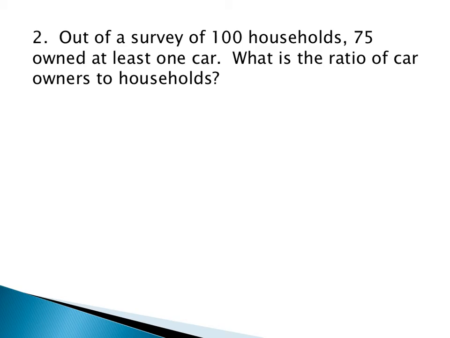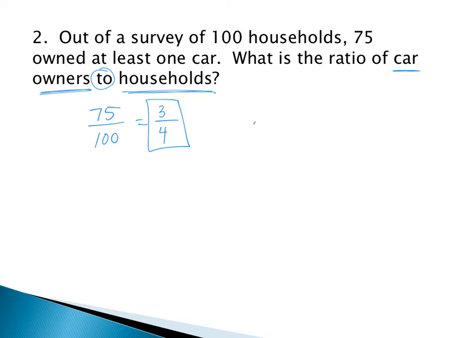Number 2. Out of a survey of 100 households, 75 owned at least one car. What is the ratio of car owners to households? Now remember, order matters, so we're going to list the car owners first and then compare that to how many households were surveyed. So 75 owned cars, so it should be 75 out of 100. That can be reduced. 25 goes into 75 3 times, 25 goes into 100 4 times. So 3/4, or you could have also written it 3:4, either way.